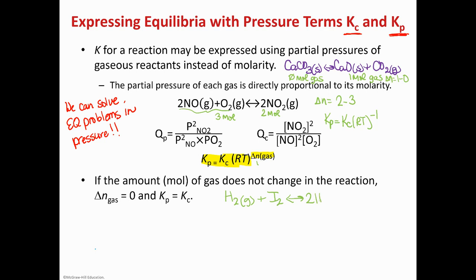So take a minute for this guy. Figure out what your change in moles of gas are. Well, it's 2 moles of HI on the product side and 2 moles total on the reactant. So your change in moles is 0. So what this ultimately means is that for this example, Kp equals Kc (RT) to the 0. Well, that's just 1, right? So where you have no change in the moles of gas, Kp equals Kc.